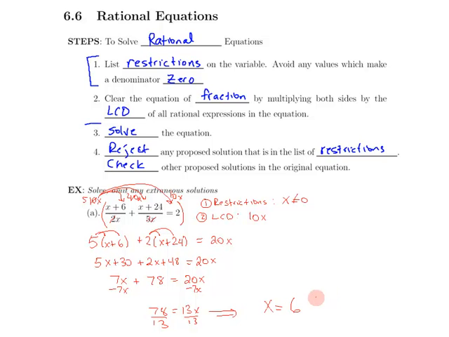Now check, is that in my restrictions? No, it's not restricted. If it had been restricted, I would just mark it out. But in this case, it's not restricted, so it is a valid answer. Now you can check, plug that back in, see if it satisfies the original equation. For the sake of the lecture, I'm not going to go through that step because we've got it correct.